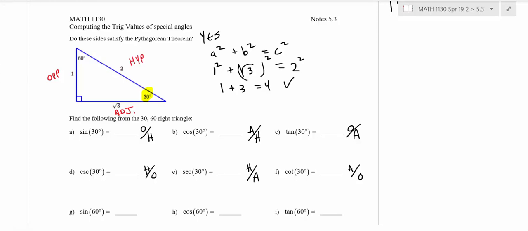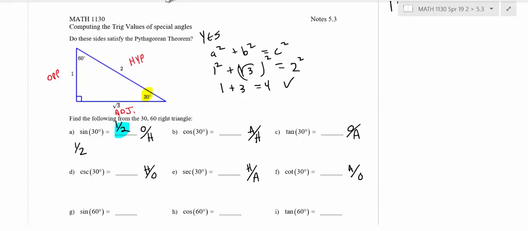Opposite just means opposite side of the angle that you're considering. So the way this would go is like this. The sine of 30 would be opposite 1 over hypotenuse. So you would end up getting 1/2 is what the sine of 30 is.